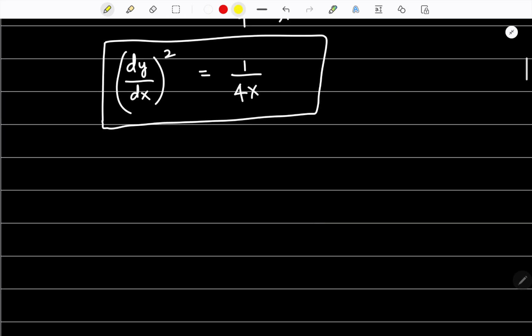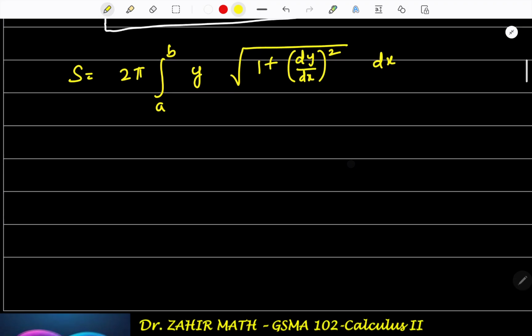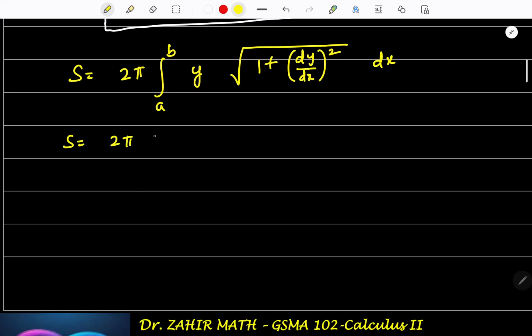So let's go to the formula. S is equal to 2 pi integral a to b. Again, I'll write the formula, which is y times the square root of 1 plus (dy/dx) squared, into dx. So S is equal to 2 pi integral. You're going to take the limits for x. I told you the point is (1,1) to (4,2). So you're going to take only the x limits. Sorry, this is y. Only you're going to take the x limits, which is integral 1 to 4.